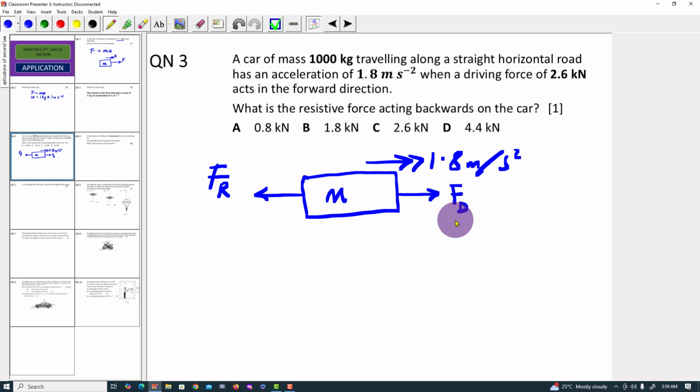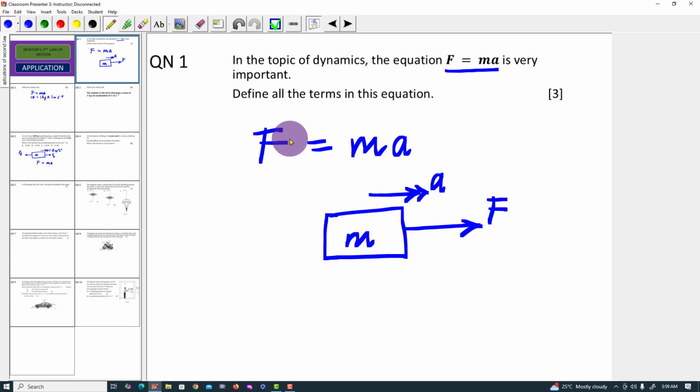So Fd is one of the forces acting on the car. It is a driving force, a force which is developed by the engine of the car, while this is the resistance to the motion. So you can see there are two forces acting on this vehicle. When we write this equation, F is equal to ma, remember what we said in the first question when we were asked about the significance of F. F is the resultant force.